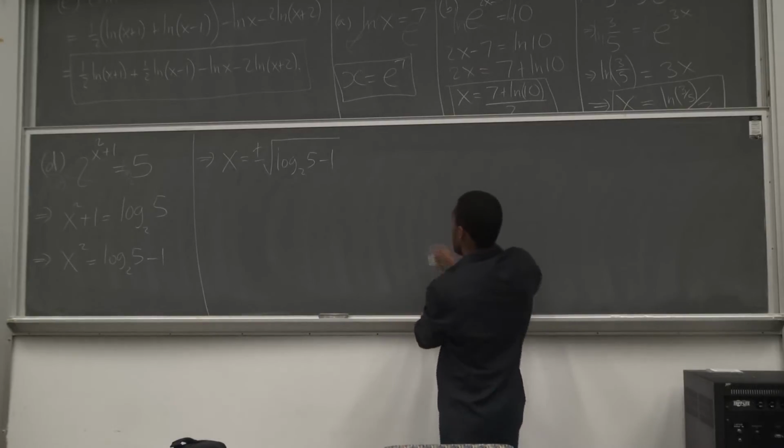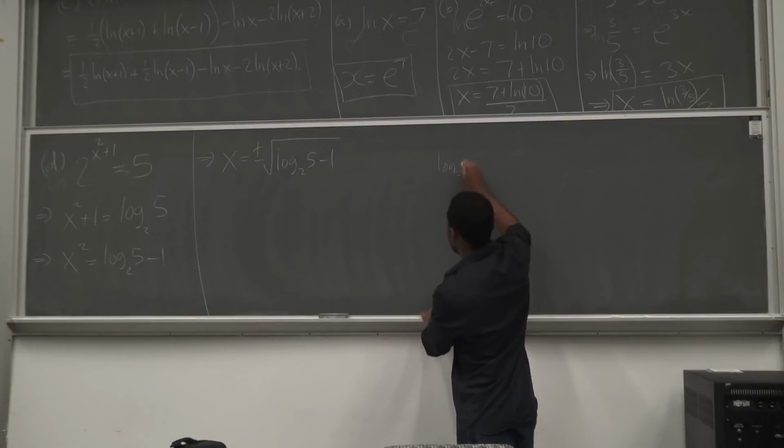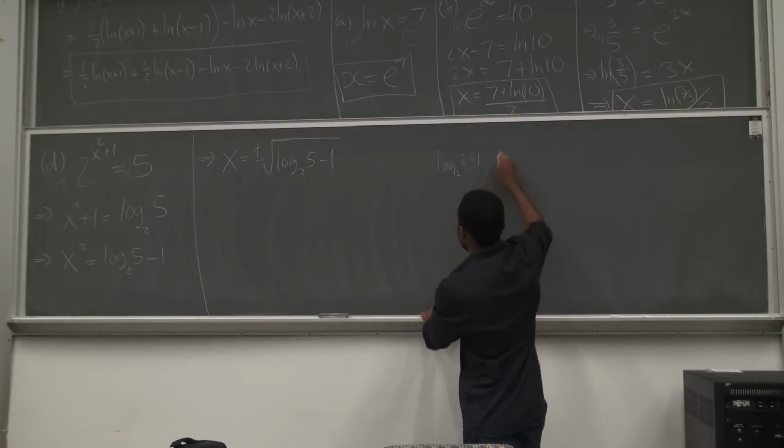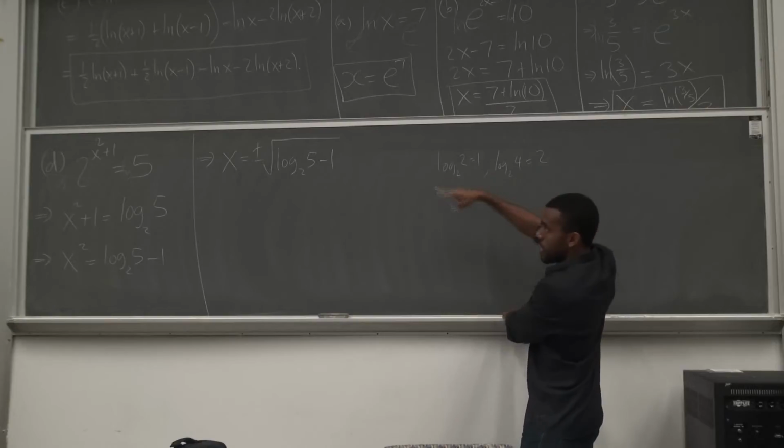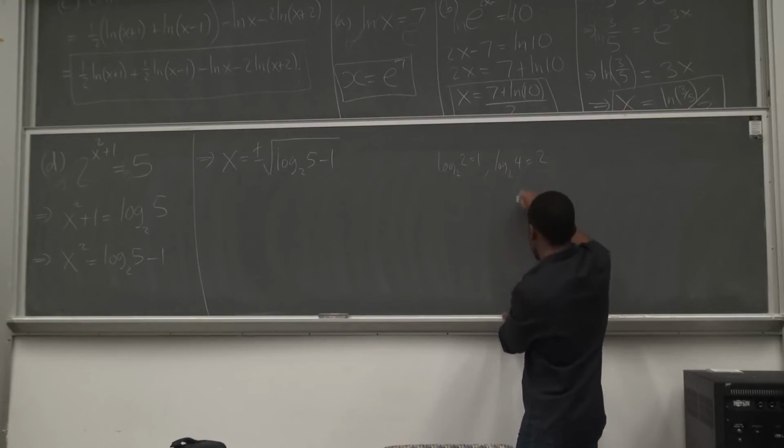It is 2 point something. I know that log to the base 2 of 2 is 1. Log to the base 2 of 4 is actually 2. Log to the base 2 of 5 is actually a little bigger than 2, right?